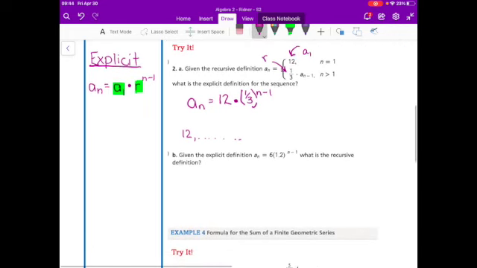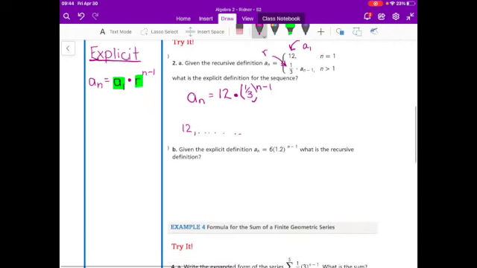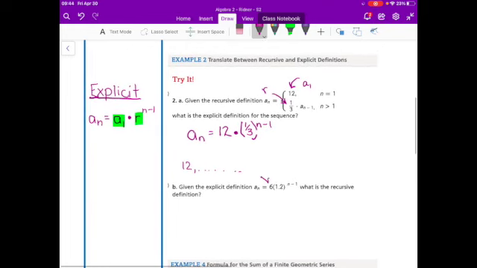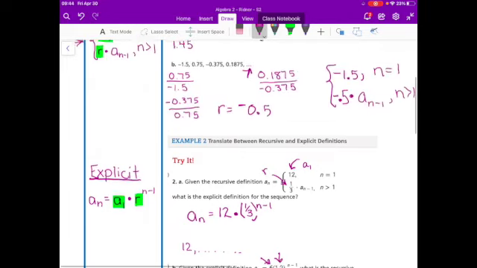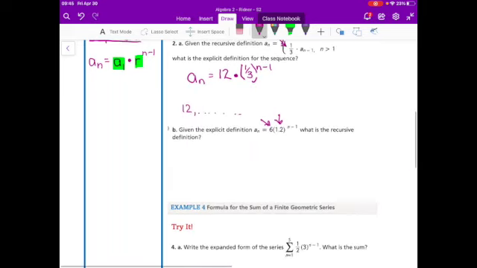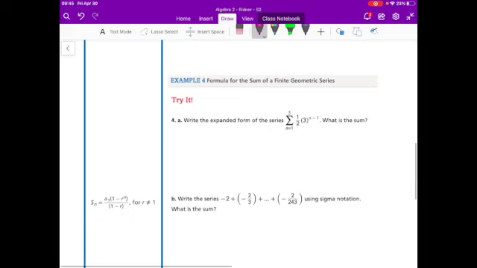All right, example B here just goes the other way, but same thing. You have A1, you have R, so you type this and then write this and then change A1 and R. That's it. Okay.